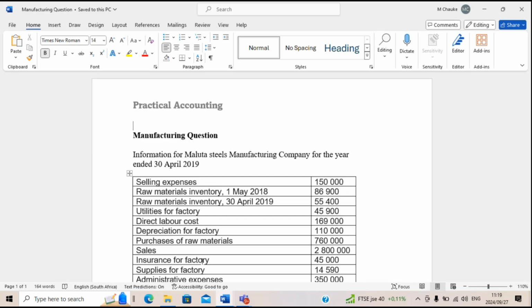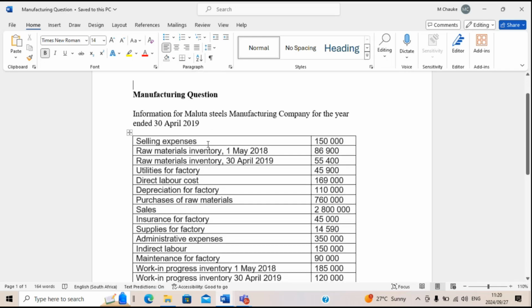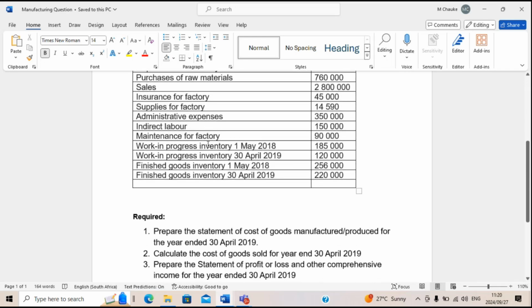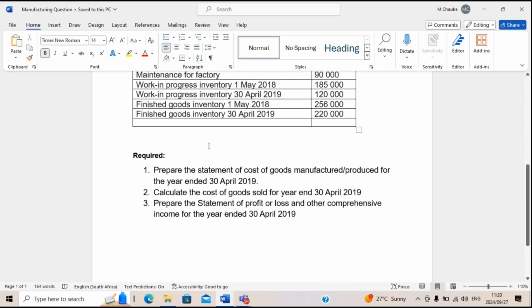Today, I'll be helping you with a practical accounting question, manufacturing topic, right? And then let's see what we are required to prepare. Required to prepare the statement of cost of goods manufactured or produced for the year ended 30 April 2019. We are also required to calculate the cost of goods sold for the year ended 30 April 2019.